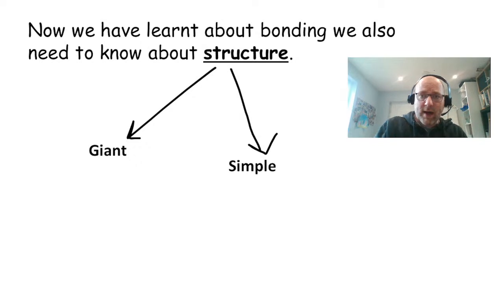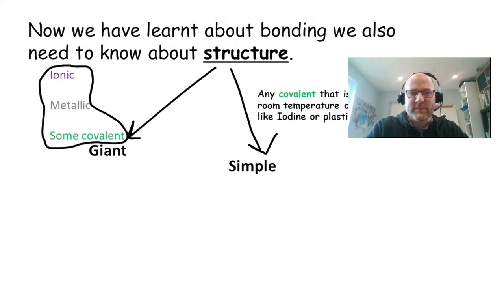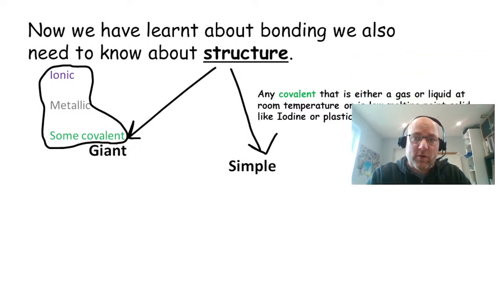And there's a way you can work out what it is. And then if you're asked also to comment on the bonding, you need to say ionic, metallic or covalent. So here's how to work out the structure. How do you know whether something is giant or simple?